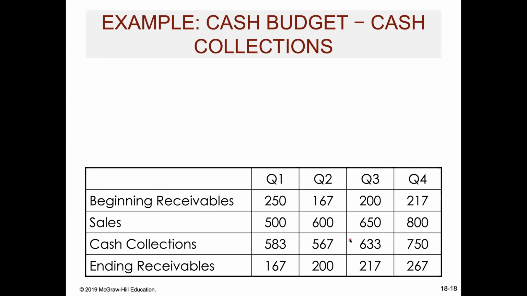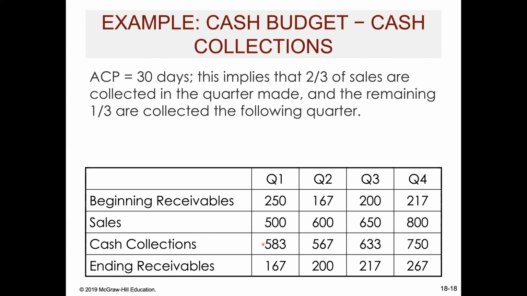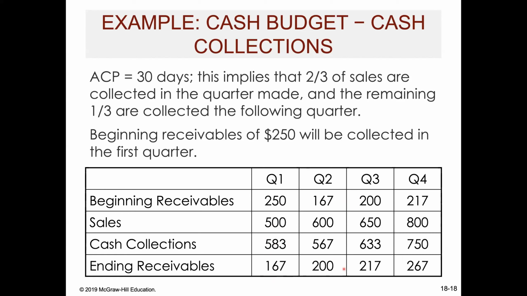Okay, let's see if we can keep this going. So now we've got our cash collections and our ending receivables based on the calculations that we have defined in the previous slide and in this slide. So these are the balances of our accounts receivable for each quarter.